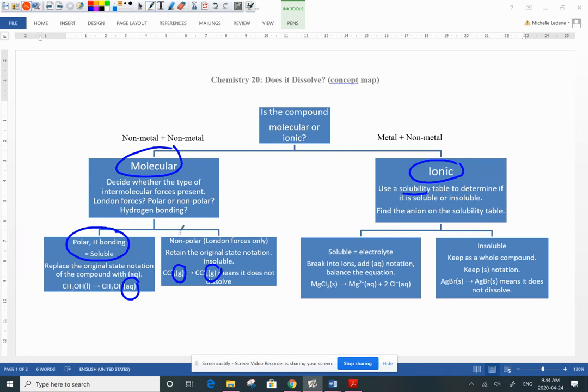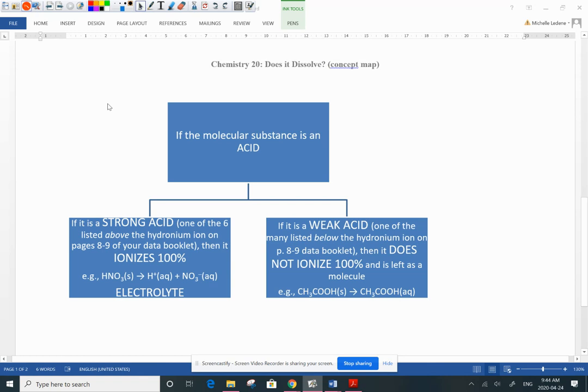And don't forget that on the back of this page, we also have what to do if it's an acid. So remember that we have 2 types of acids, right? We have strong acids and we have weak acids. And whether it's strong or weak determines whether we ionize it 100%. Well, yes, we do if it's a strong acid, above hydronium. If it's a weak acid, it's below hydronium. We know it does ionize somewhat, but it's not enough to fully ionize because it's too weak. So we leave it in its molecular form and we just change the state to aqueous.